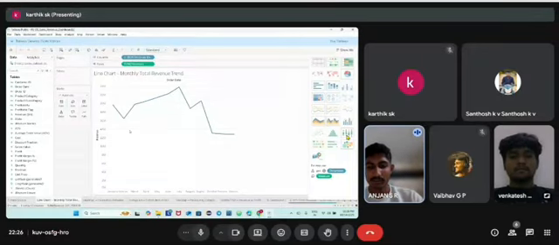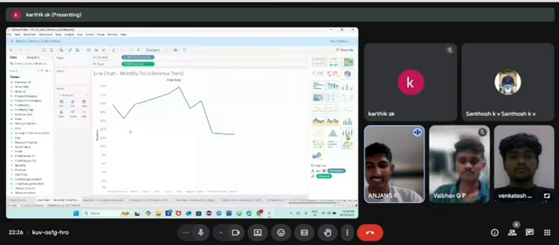This is our team members: Vaibhav, Santosh, Venkatesh, and Karthik. Our topic is revenue and profitability analysis on a sales data set.